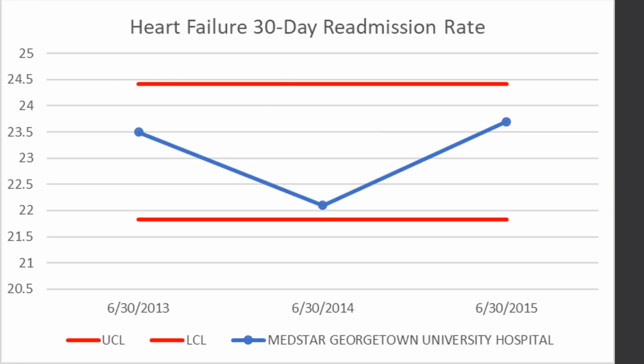Our fourth performance indicator is heart failure 30-day readmission rate, and there are 3 time periods that were recorded for this measure: 2013, 2014, and 2015. The graph shows that the readmission rates from 2013 to 2014 reduced, and the rates from 2014 to 2015 increased. However, it stayed within our control limits during this time period.